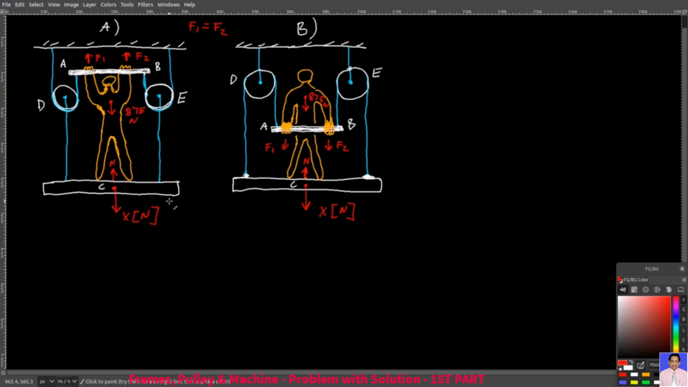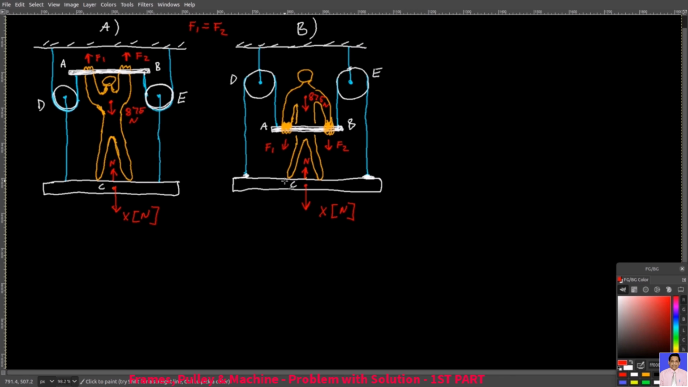Since the platform has X newtons of weight, all the answers will be as a function of X. Let's see which configuration makes the guy's life easier and which one harder. Try it out by yourself first, and then see the solutions in the next video. Welcome back. So let's now find F1, F2, and the normal force for case A and B.